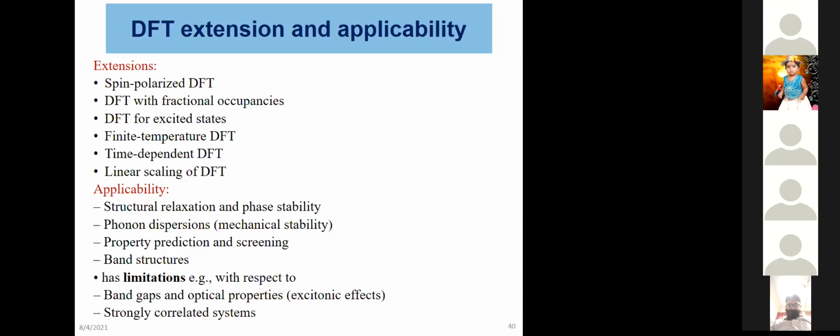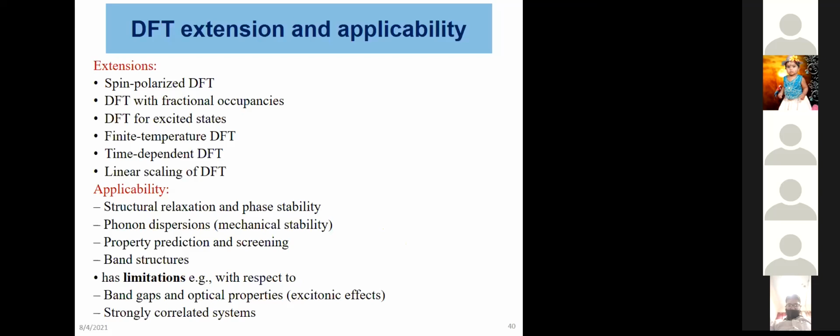But there are a few limitations to this DFT. As I also discussed in the GGA part, it will not give the correct band gap with GGA. And if you want to observe the optical properties or excitonic effects, we have to do DFT for the excited state, or use another method which is different from DFT. Also LDA fails poorly, and GGA also does not give a good result for strongly correlated systems where we have interacting electrons of d and f orbitals. So these are a few limitations of density functional theory.